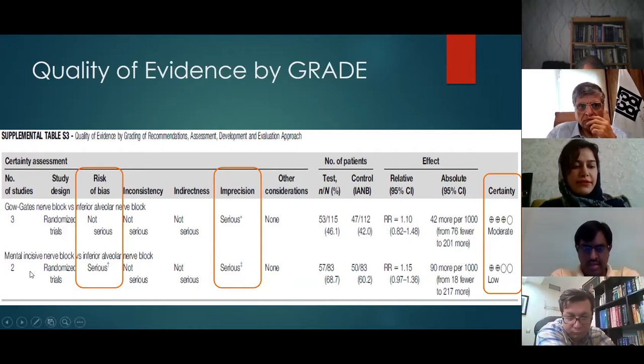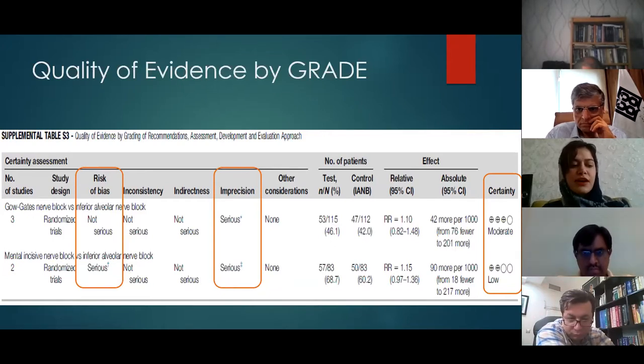The quality of evidence for mental incisive nerve block and inferior alveolar nerve block was graded as low because of insufficient information size, and also the risk of bias assessed in the risk of bias tool. As you remember, one study in this group was rated as high risk of bias because of a lack of blinding.